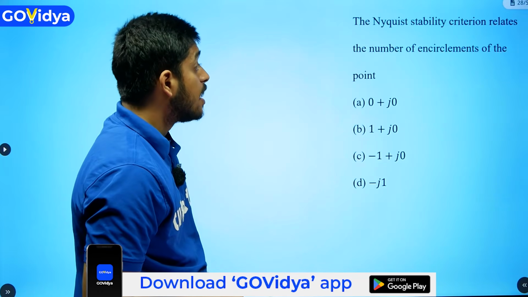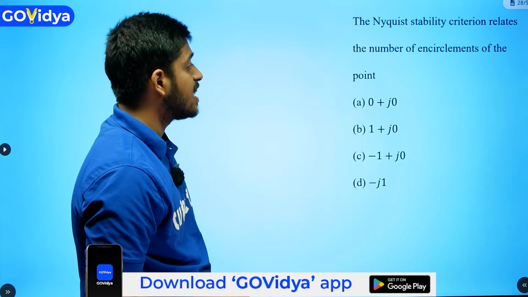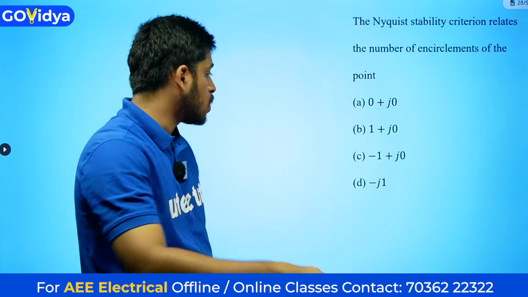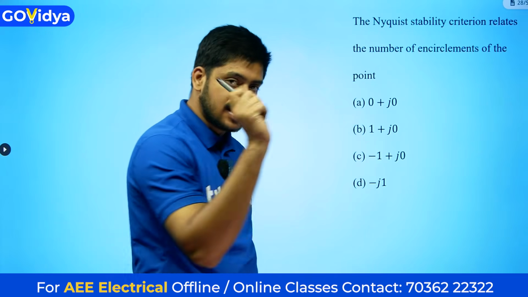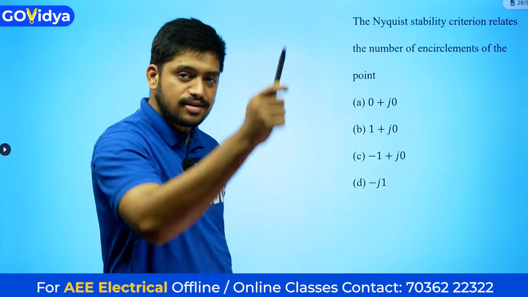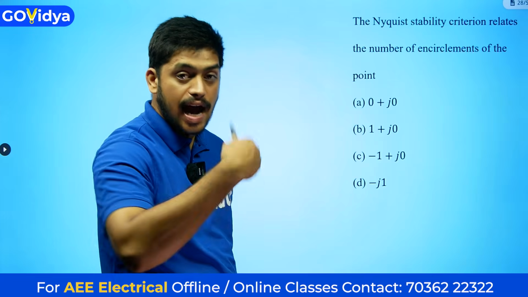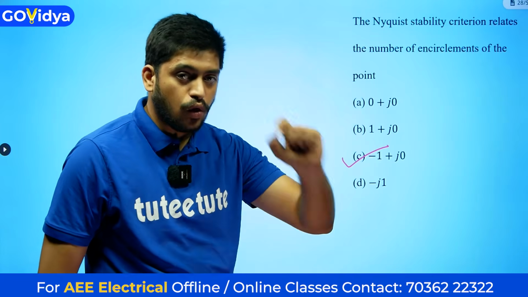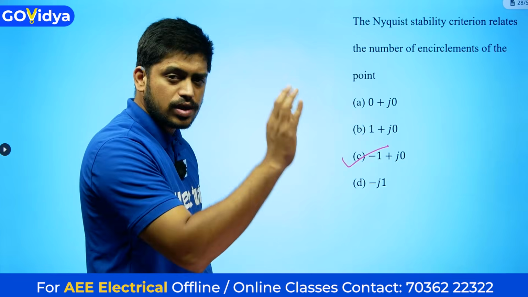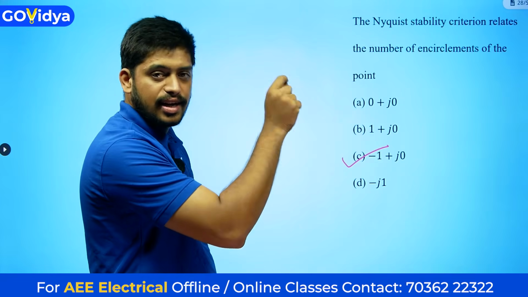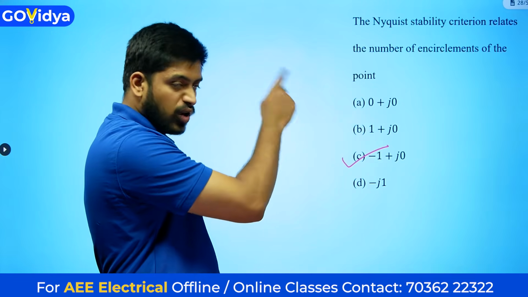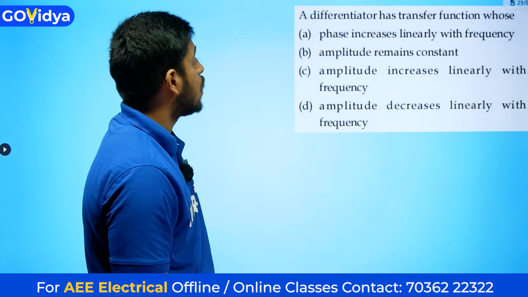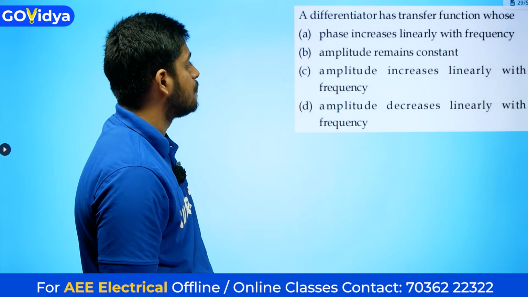Coming to the Nyquist. Nyquist stability criteria relates the number of encirclements of the point. Which point? Nyquist totally deals with only minus 1 comma 0. How many encirclements in the clockwise, how many in the anti-clockwise, everything deals with minus 1 comma j0 only. Understood, students? Simple question. This was asked in the previous AE exams also. Just remember this one point, you can solve any Nyquist problem easily. Next question. A differentiator as a transfer function.